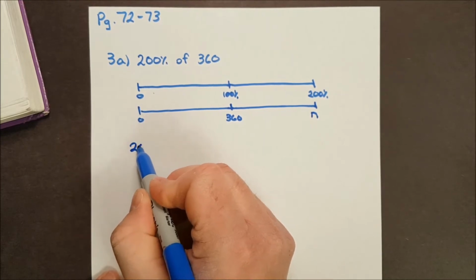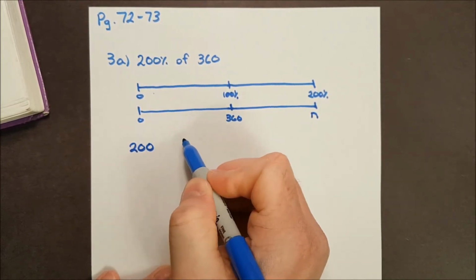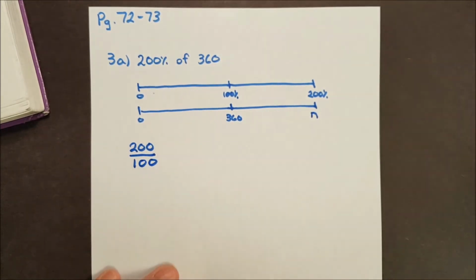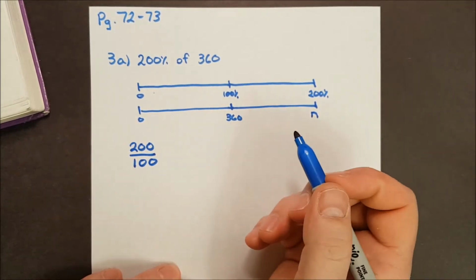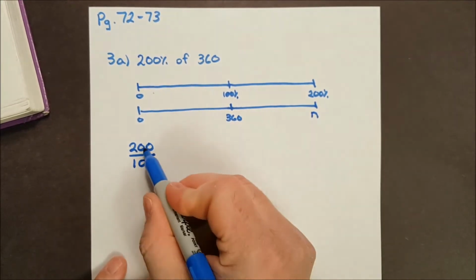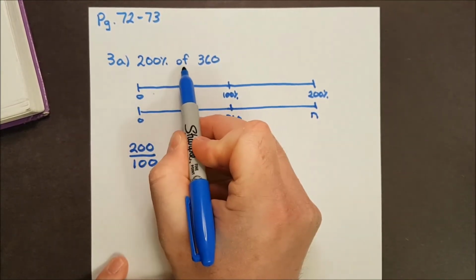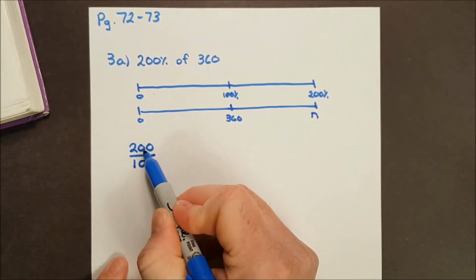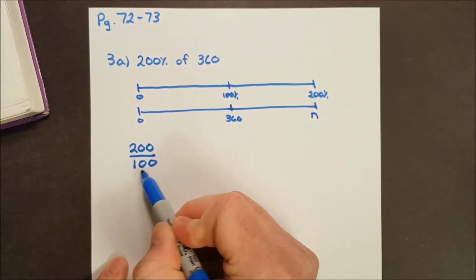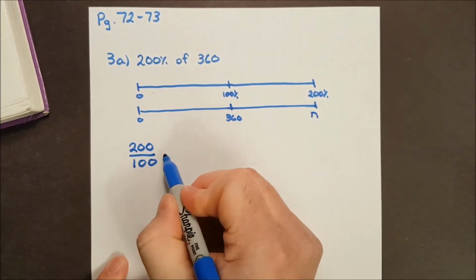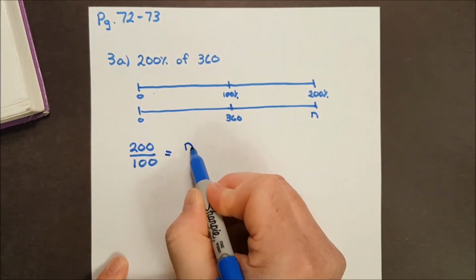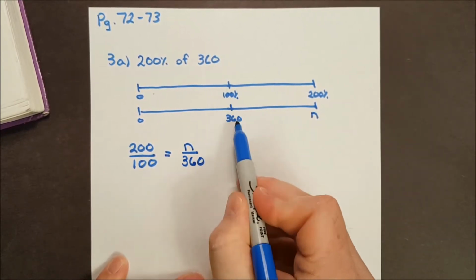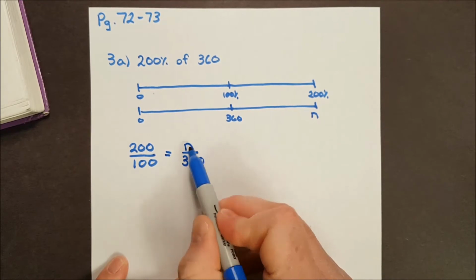Now remember what the percent means. It means per 100. So we have 200 per every 100. And we can set this up as equivalent fractions. So we have 200% of 360. Let's write 200% first as a fraction: 200 per every 100 equals n over 360. We know that 100% is 360.